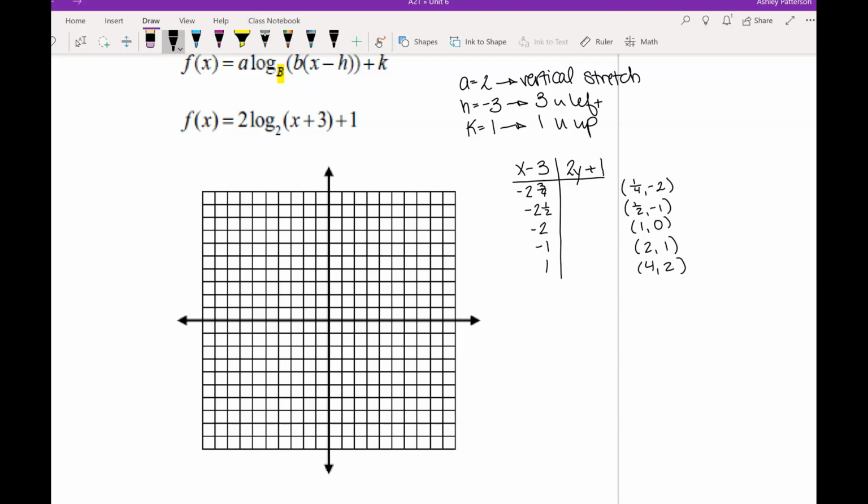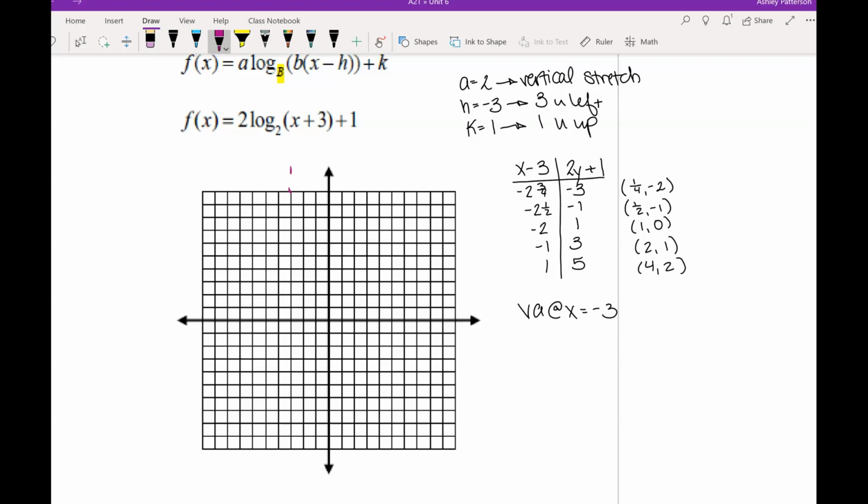For the y values, if we take -2 and substitute it in for y, we get -4 plus 1 is -3. If we substitute in -1, we get -2 plus 1 is -1. 0 gives us 1. 1 will give us 3, and 2 will give us 5. The last thing I like to do is note where that vertical asymptote is going to be. It's at x equals h, so x equals -3. Nice. Let's graph it, ladies and gents.